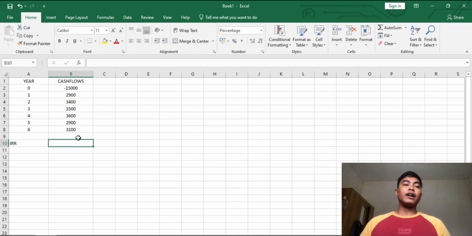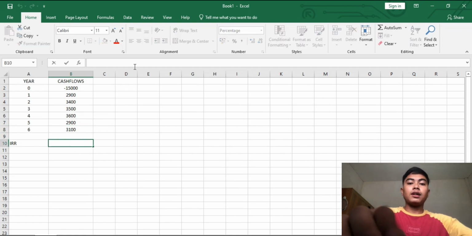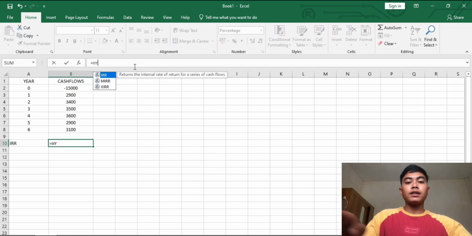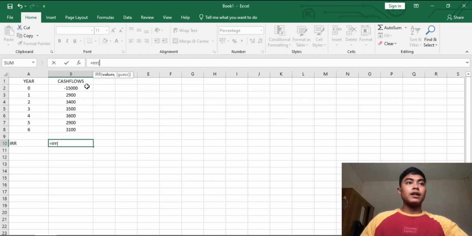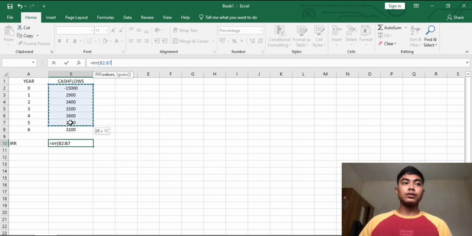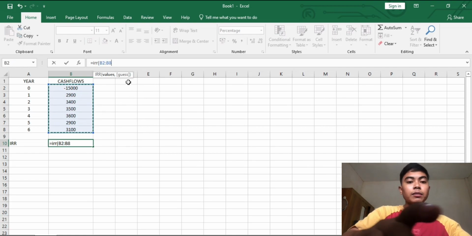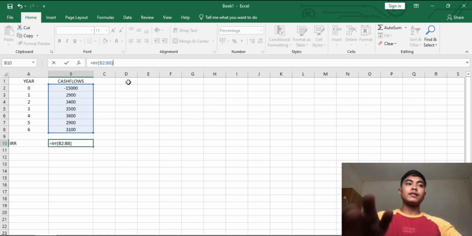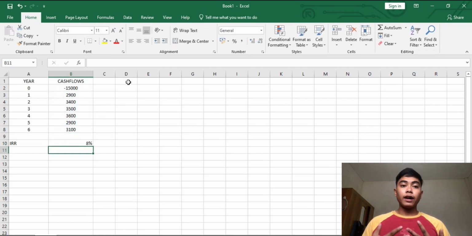So to compute for the IRR, we just need to input the formula of IRR and then open parenthesis. To select all of these values, we just slide down and then enclose them, so close parenthesis, and then there you go. We have an 8% internal rate of return.